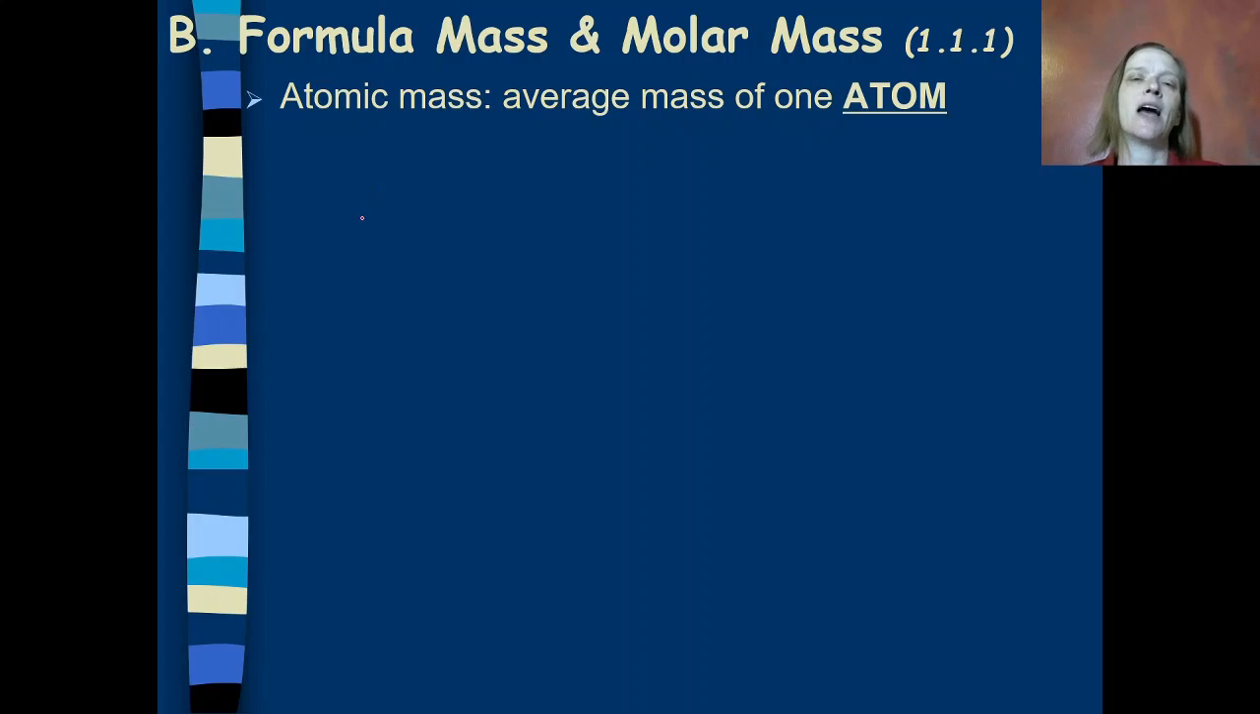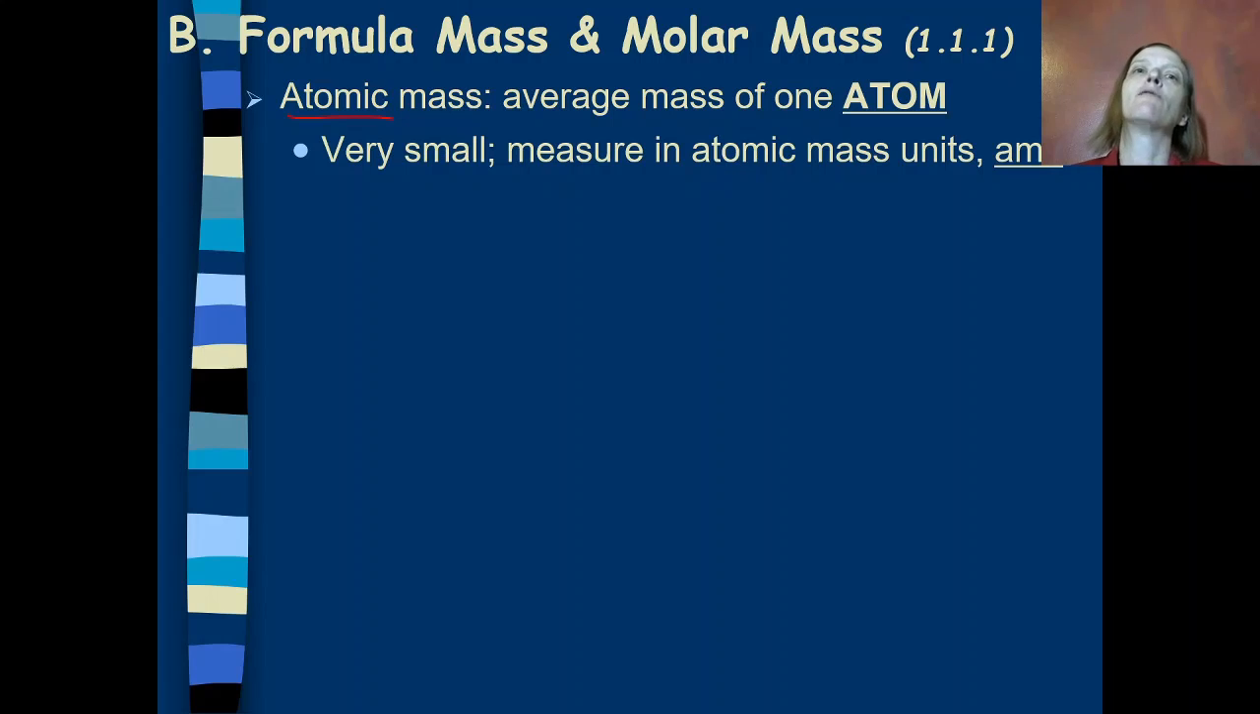Atomic mass. Atomic mass is the average mass of one atom, just like it says in the name. Atomic mass, mass of an atom. Because atoms are very small, measuring the atomic mass, we have to use really, really small units. So we use atomic mass units, which are abbreviated AMU.